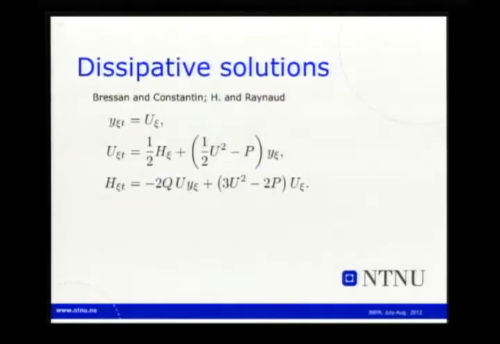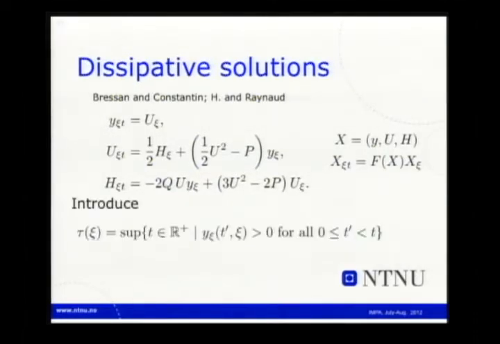So we rewrite. Again, we use the same trick in Lagrangian variables. And we rewrite the system like this. But now we have to make sure that we select the dissipative solution. This is indicated by when the characteristic disappears. So we take the biggest time for which this quantity is positive all the way from 0. If this is infinity, then nothing really happens, and conservative and dissipative are the same.